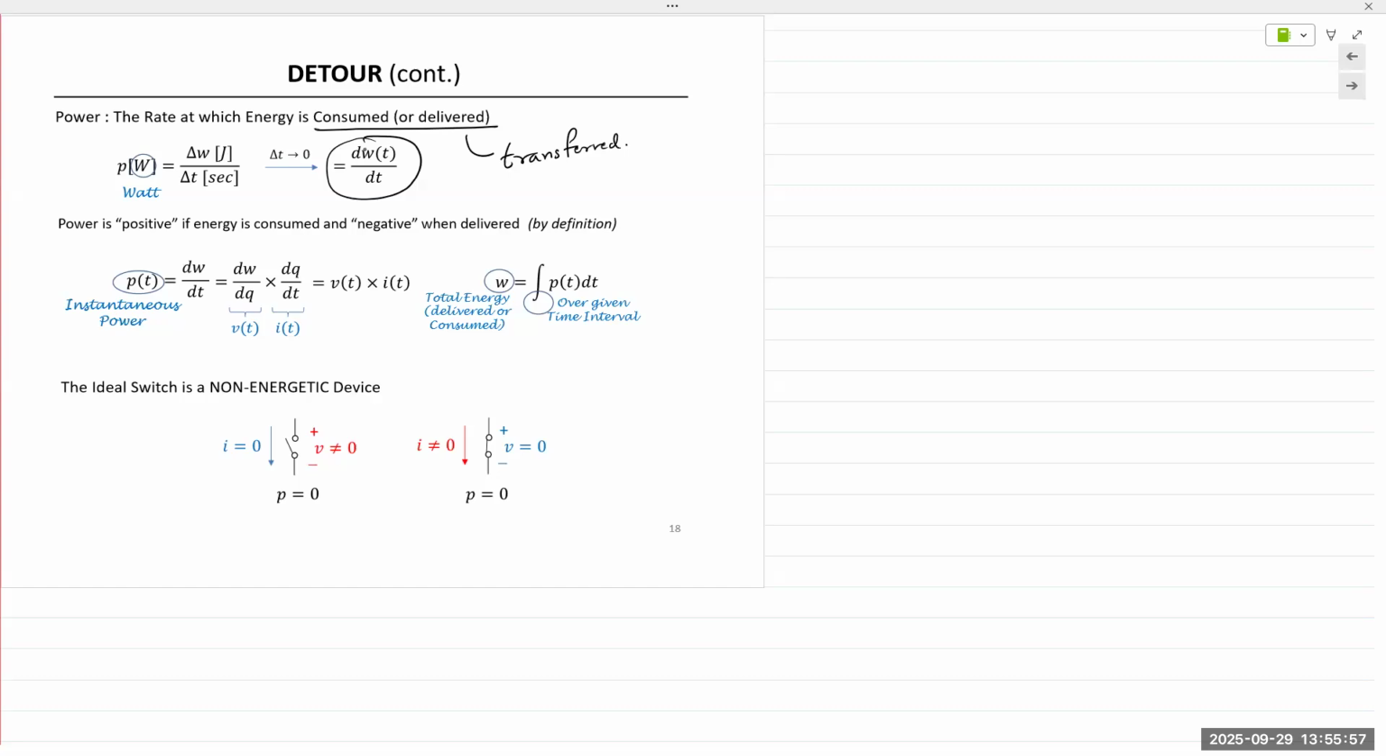In pure electrical terms, I can simply state that power P is the product of voltage and current. P equals VI, or P equals IV. Either way, electrical power is the product of the voltage and the current.